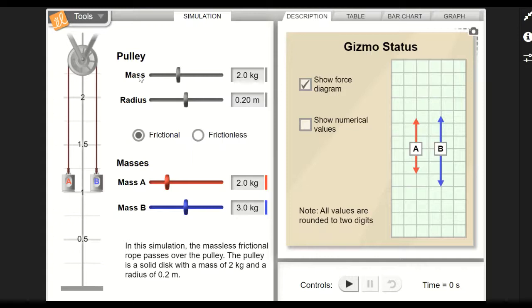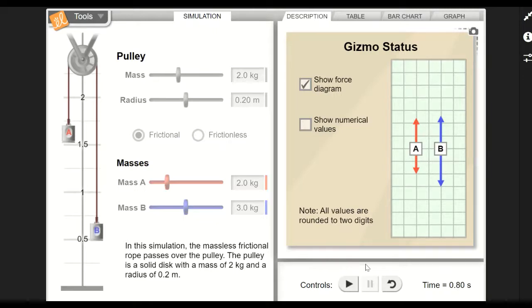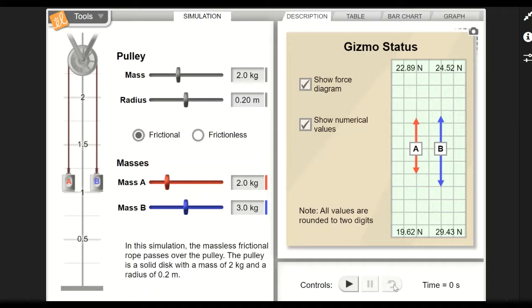What you can do is you can change the mass of the pulley, you can change the mass of A and B, and then you run the simulation so that you can see how this moves. No surprise. Over here where it reads Gizmo status, by default the force diagram, which we would basically do as a free body diagram, is showing, and you can also put the numerical values there as well, and you can always reset it.